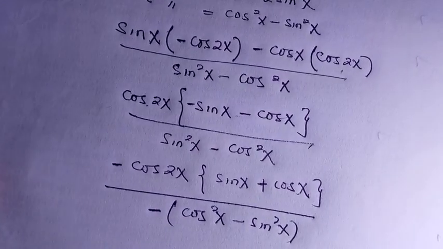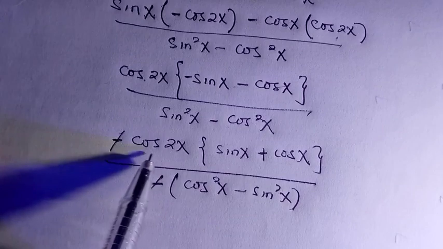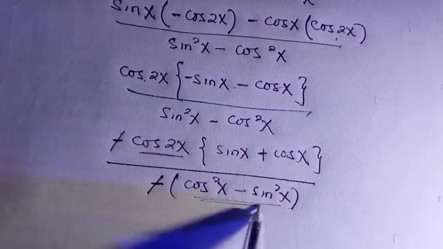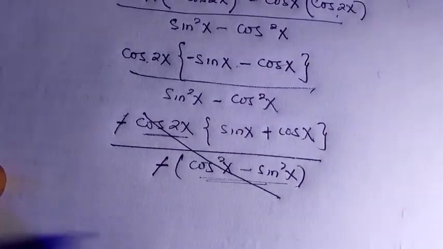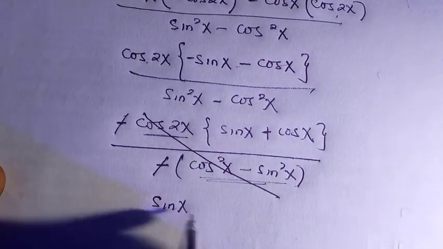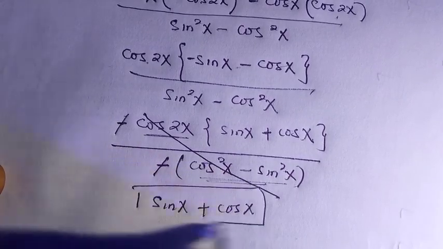All right, so negative will cancel negative from numerator and denominator, and we must know that this cos 2x is one of the identities, which is equivalent to cos square x minus sine square x. So these two will cancel, and here comes what we're asked to prove, sine x plus cos x. So this is how to prove it.